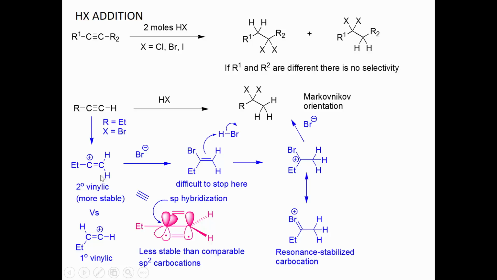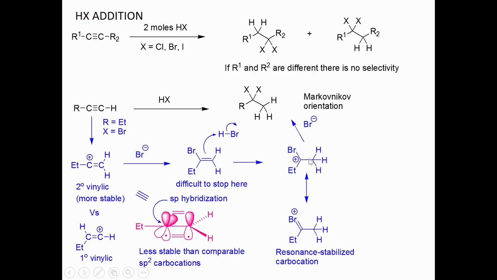All right, so these vinylic carbocations, they're not quite as stable as the carbocations you saw before that have 3 bonds and a positive charge. Okay, and because of this, what we see here is that it's actually a little easier to add the HBr to this alkene than it was to the alkyne. Okay, so it's very hard to stop at this stage.